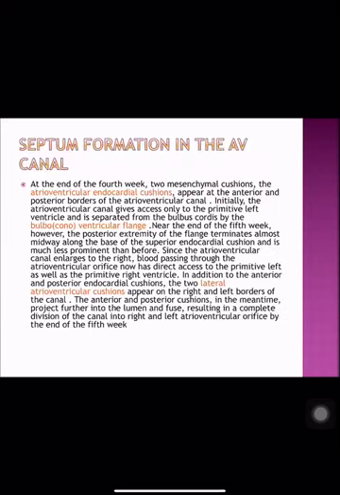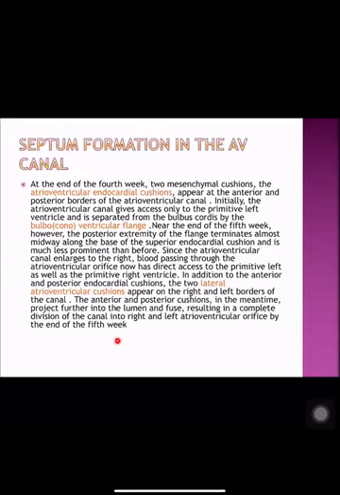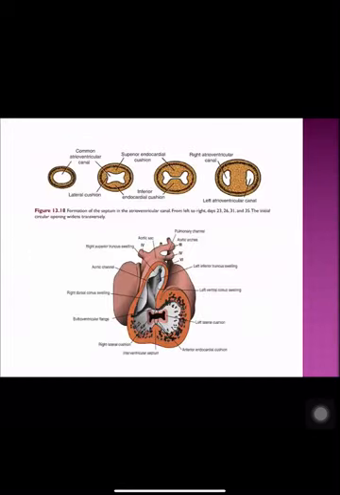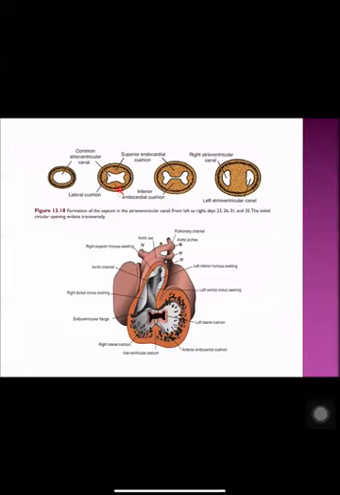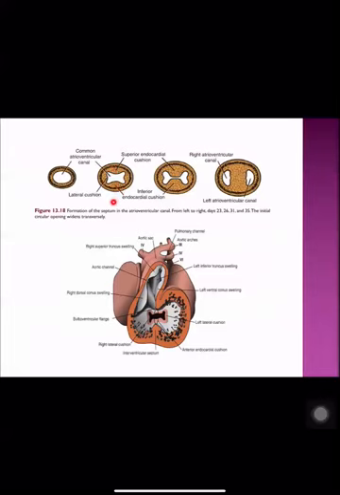Now, the septum formation in the AV canal, I mean between the atrium and the ventricle. What will happen is, at the end of the 4th week, there will be formation of 2 mesenchymal tissues at the anterior and the posterior border of the AV canal that are called the superior and the inferior endocardial cushions. These are the superior and the inferior endocardial cushions.